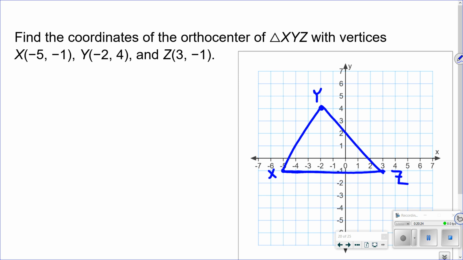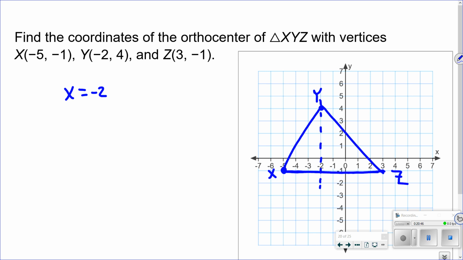The reason why is because this side down here is horizontal. So if it has to be perpendicular, that's got to be a vertical line. So that line right there would just be x equals -2. I know my orthocenter has to be somewhere along that. The harder one is I've got to come up with an equation of another line for the other altitude.